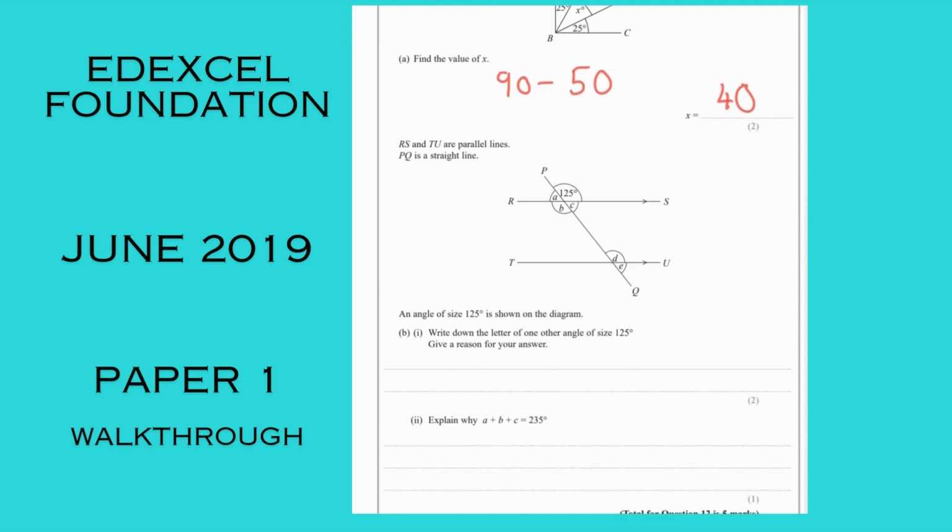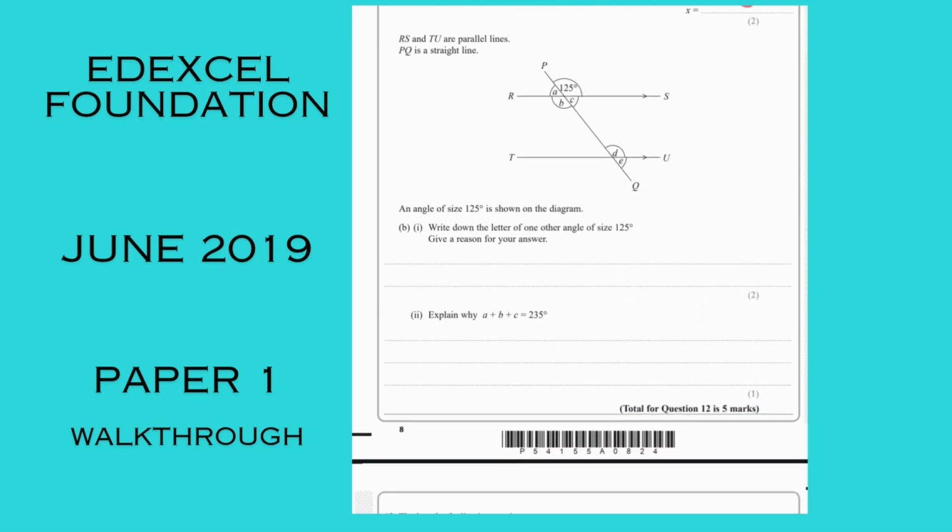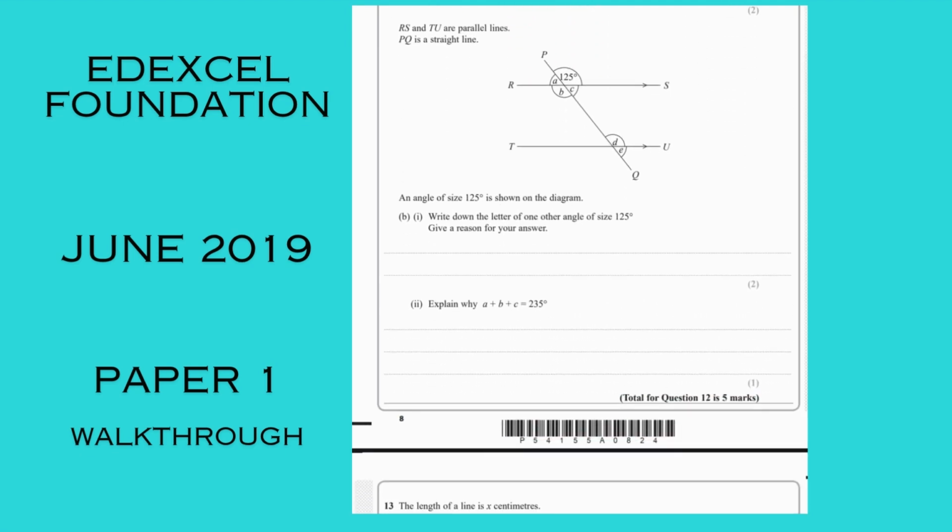Now for part B, I'm not going to list them all. I'll just read through a few. So obviously, there's many right answers for part I. Write down one letter which also is 125. So you could have gone for B because it's opposite. You could have gone for D because it's corresponding. Opposite angles are equal, corresponding angles are equal, and if you've gone for any more complicated, fair enough.